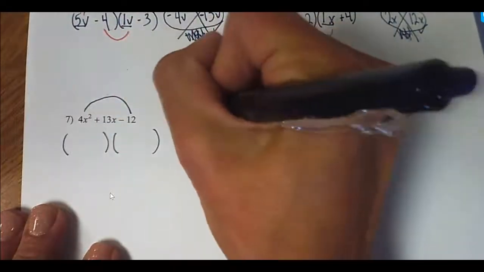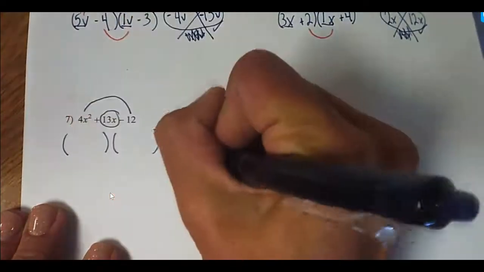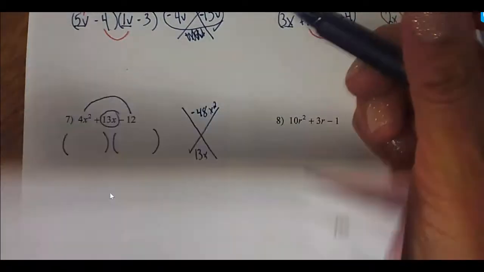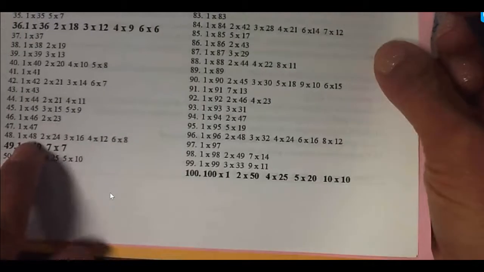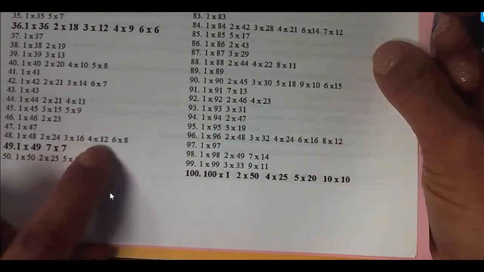4x squared times negative 12 is negative 48x squared. The middle term goes in the bottom. And now I'll need factors of 48 that will somehow make 13. So let's find that real quick. Here's 48. So which of these will make 13? And I hope you see that it will be 3 and 16. Keeping past, those won't make 13. So 3 and 16.